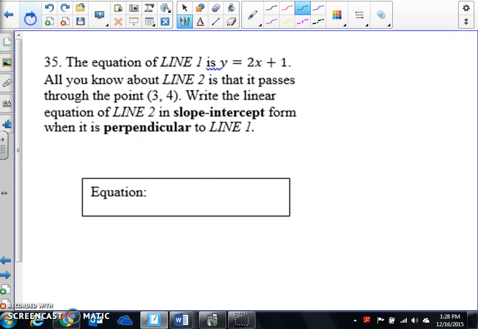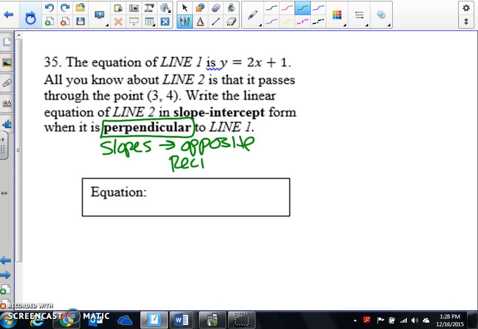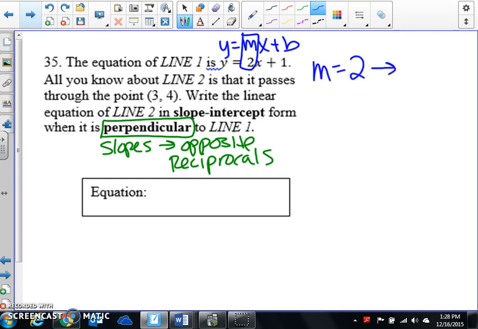I think I got time for one more. All right, the equation of line, here we go. So this one's perpendicular. Perpendicular slopes are opposite reciprocals. So this is already in y equals mx plus b. So I take the m, which is currently 2, and I've got to change it to the opposite reciprocal. The opposite of a positive is a negative. 2 over 1, I flip it as 1 over 2. So my new slope is negative 1/2.